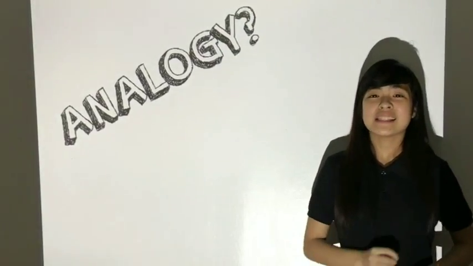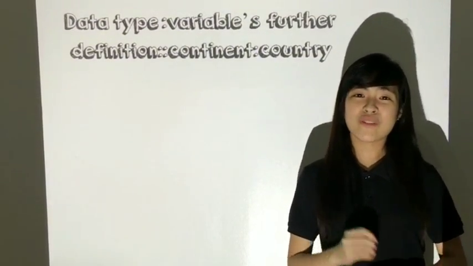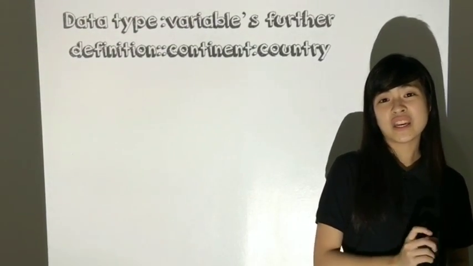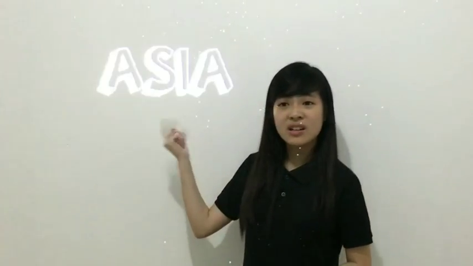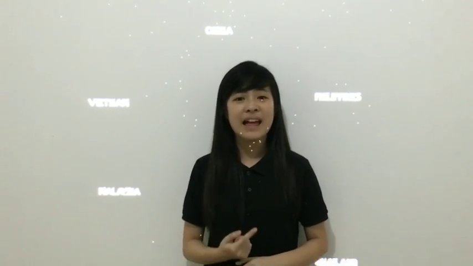Let us find an analogy to all this. Data types are the variables' further definition. It is like the country in a continent. Let me explain this further. We all know that there are many countries in a continent. Let us focus on Asia. Asia is the home of countries like Malaysia, Vietnam, China, Philippines, and Thailand.